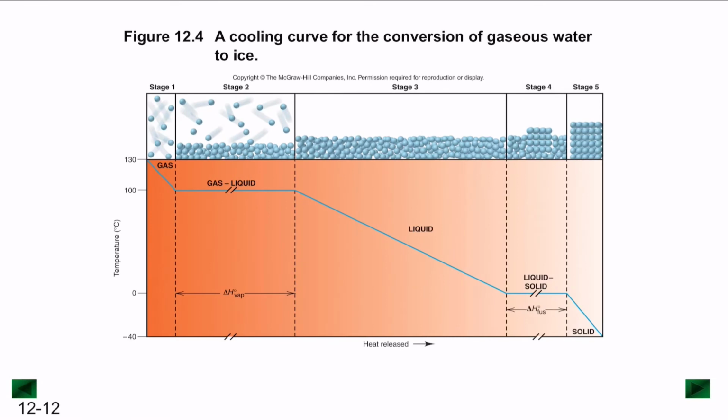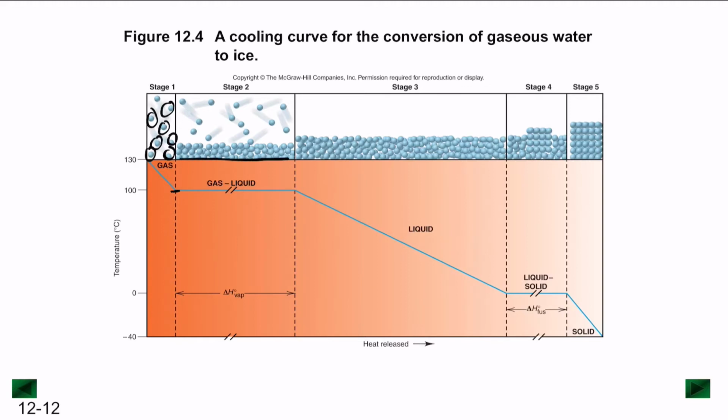Let's take the example of a cooling curve of gaseous water that is being turned to ice. Let's say we're starting with stage 1, where we have gas particles that are freely moving around, and we are slowly cooling the gas particles. They will start losing energy until they reach 100 degrees. At 100 degrees, they stay at a constant temperature for a long time. Why? Because at that point, they turn into a gas-liquid mixture where the gas particles lose energy and start depositing on the surface and forming a liquid.